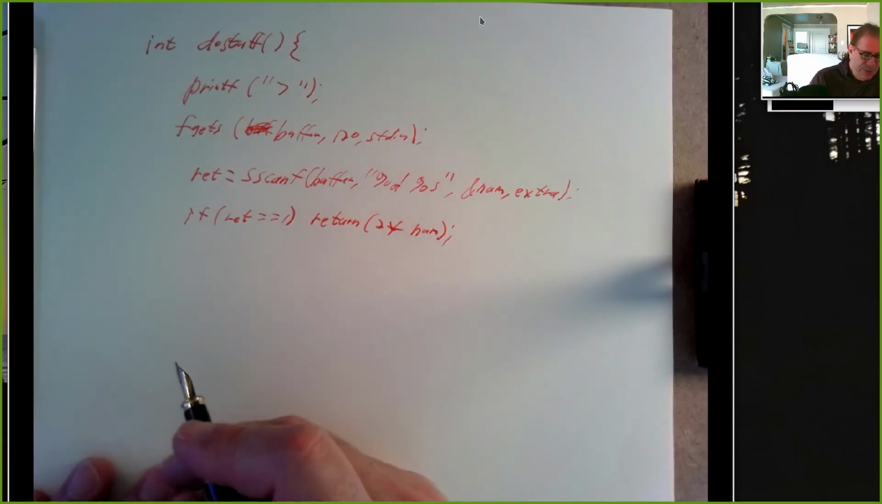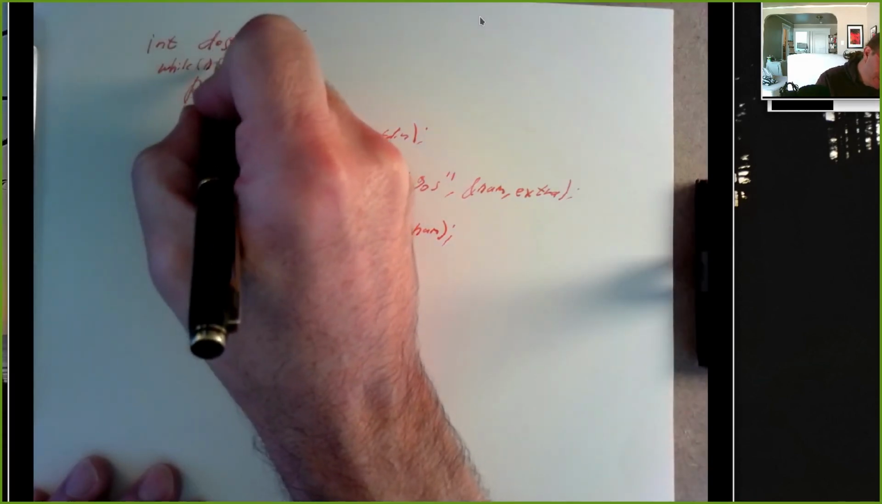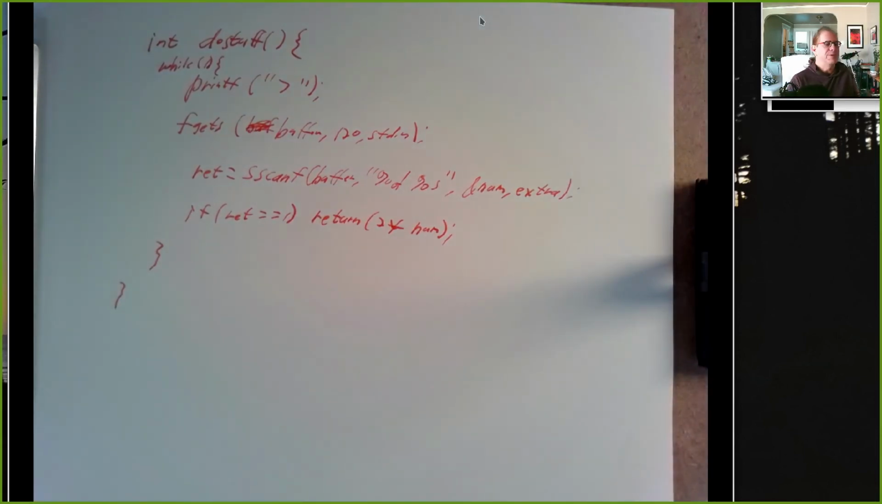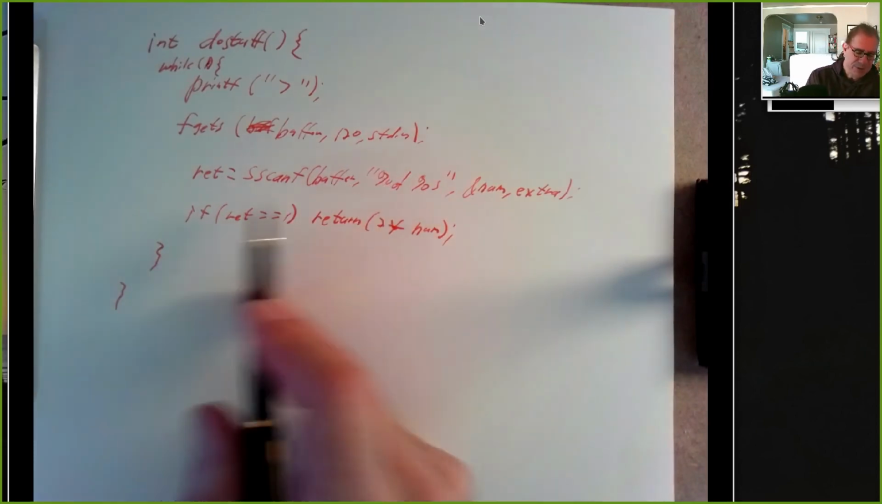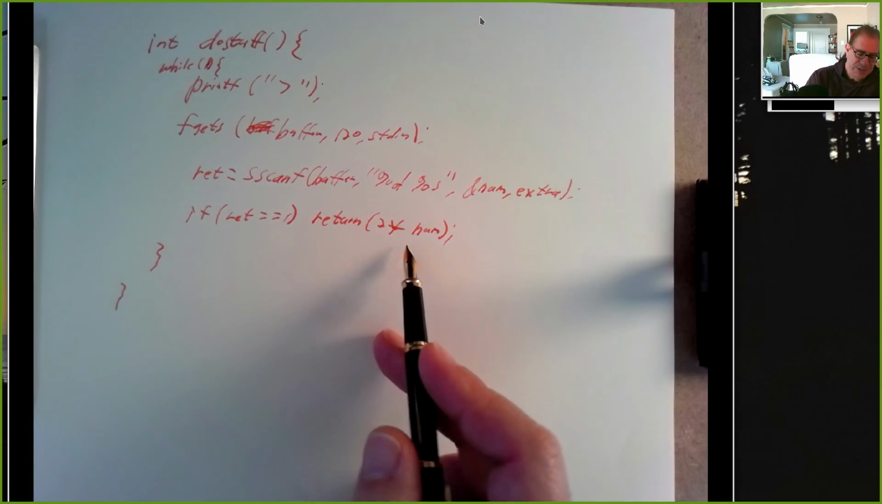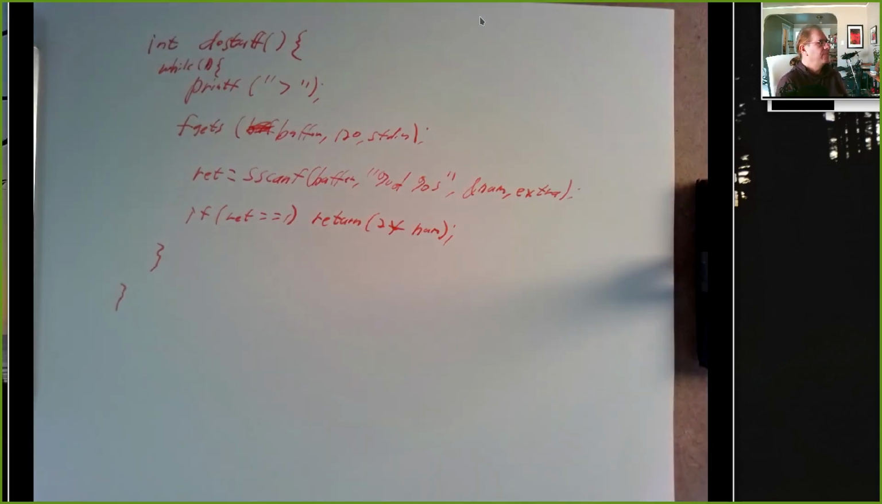And then, one easy way to make this loop is just throw it all inside a while loop that runs forever. So while 1, print out a prompt, get a line of input, parse it, check the parse status. If it parsed successfully, return 2 times the number. Otherwise, you'll go back up to the top of the loop and repeat that. All right.